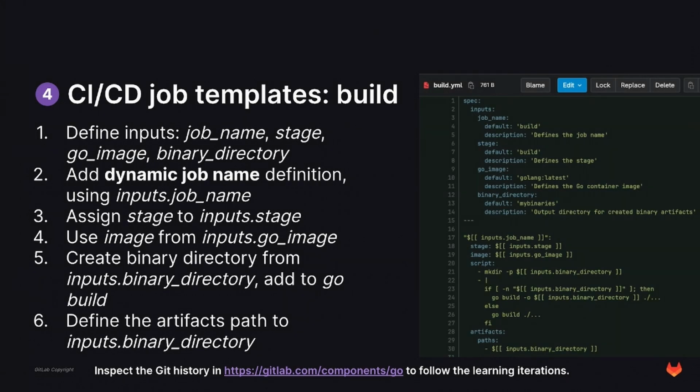But I want to create the build template for the CI/CD component. So the job name should be dynamic. So the user can specify another job name, the stage, the Go image, and the binary directory. So I can add a dynamic job name configuration to it, assign all the different inputs, and have a self-contained testable CI/CD component.